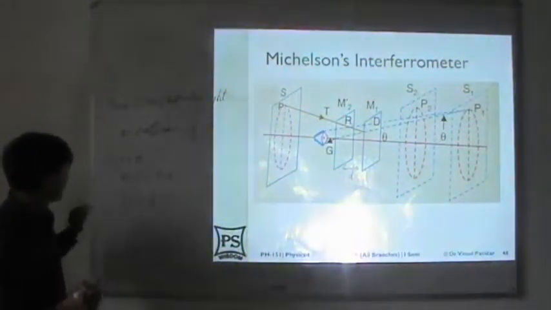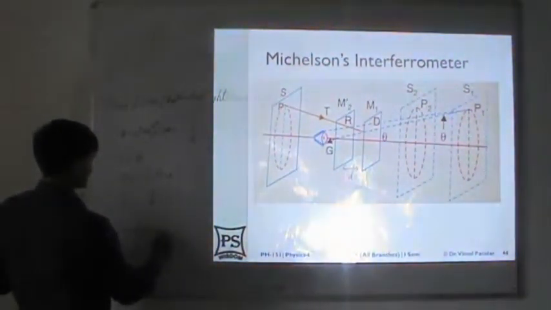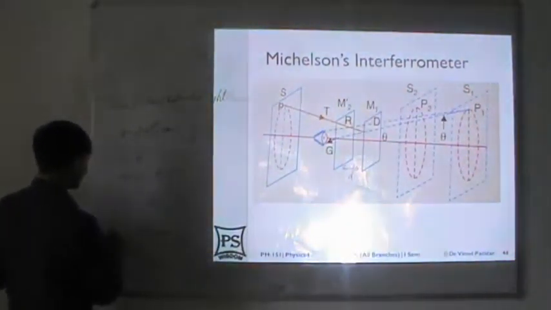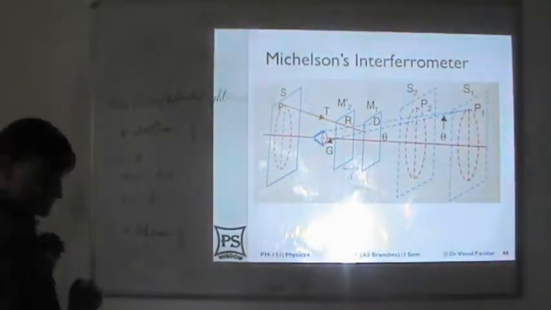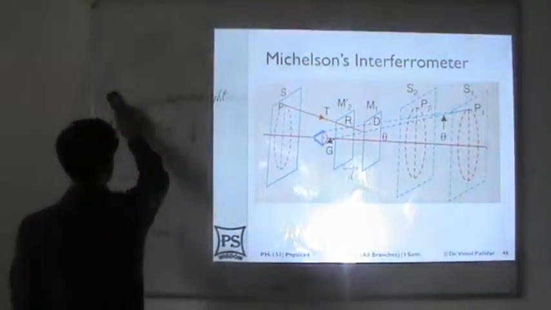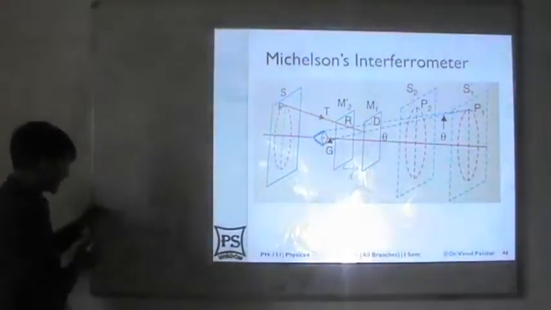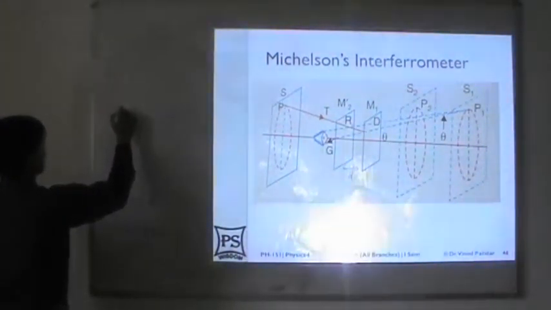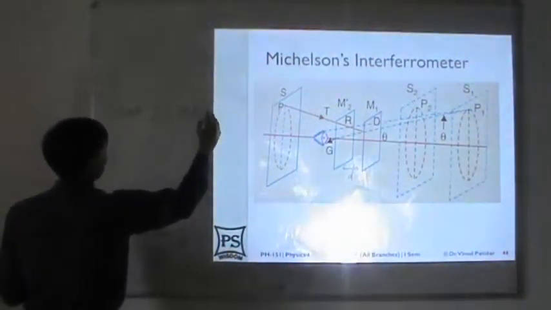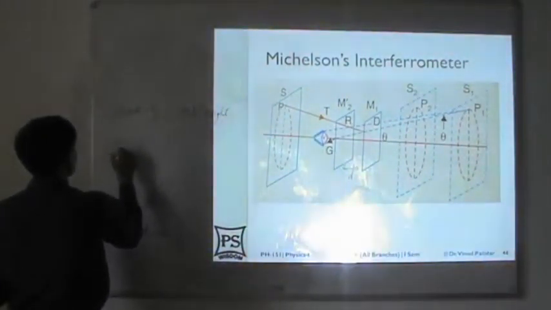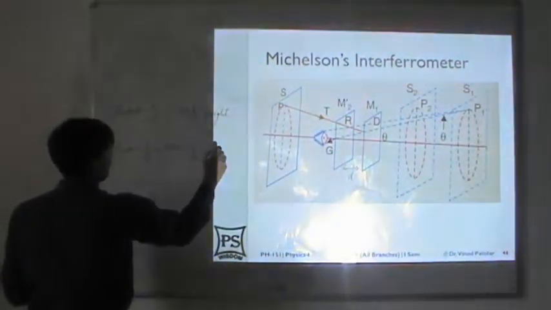Fine. Now if I substitute these values here, this becomes 2d cos theta minus lambda by 2. So this is the path difference between the rays which are reaching the telescope. If there is an interference, what will be the condition of bright fringe and condition of dark fringe? As you know, 2d cos theta minus lambda by 2 equals m lambda. This is bright. And 2d cos theta minus lambda by 2 equals (2m plus 1) lambda by 2 is the dark fringe.